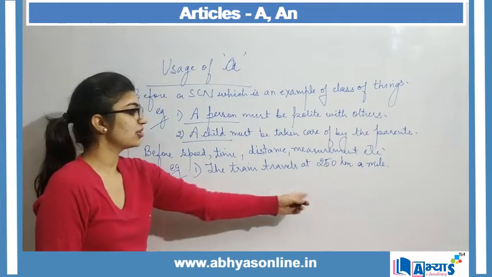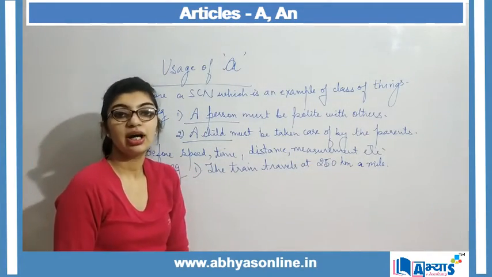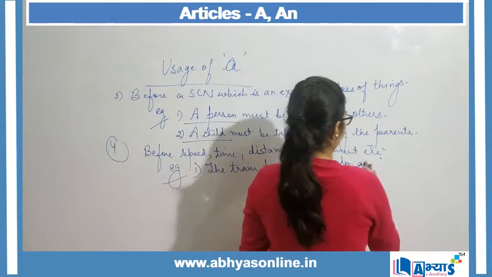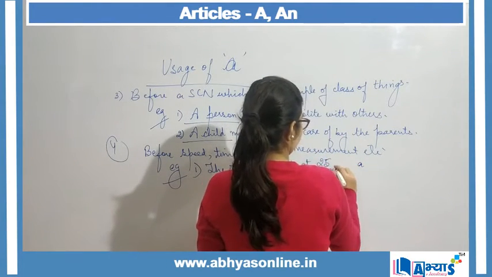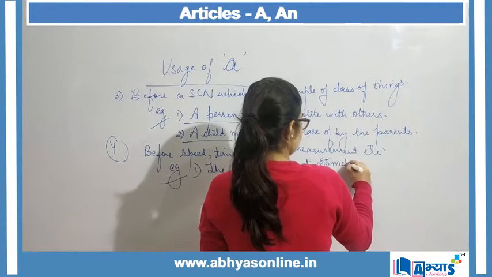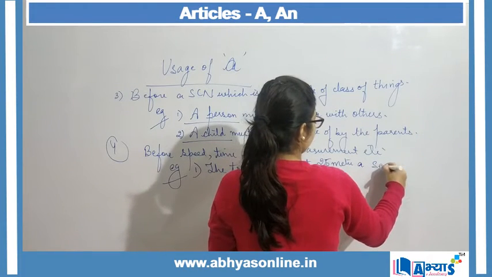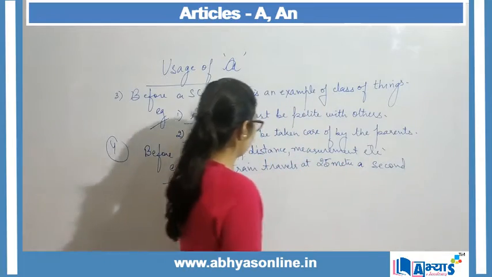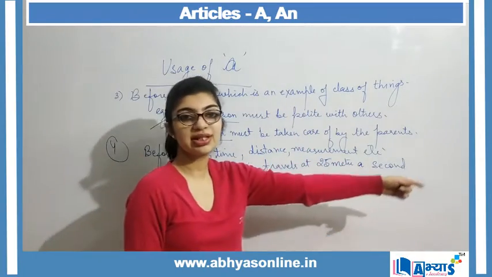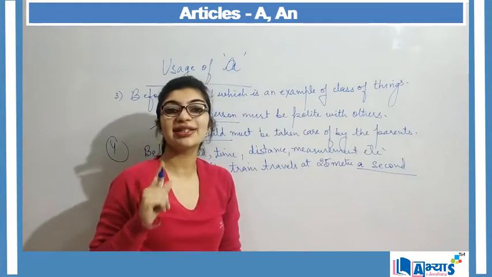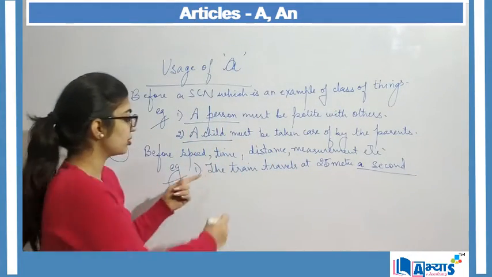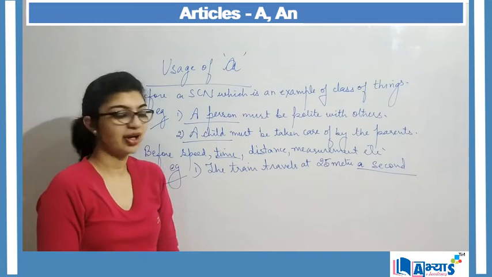The train travels 250 kilometers a mile. Not a mile, I can say 25 meters a second. The train travels 25 meters a second. Here I am talking about only 1 second, but here second refers to the time, right?